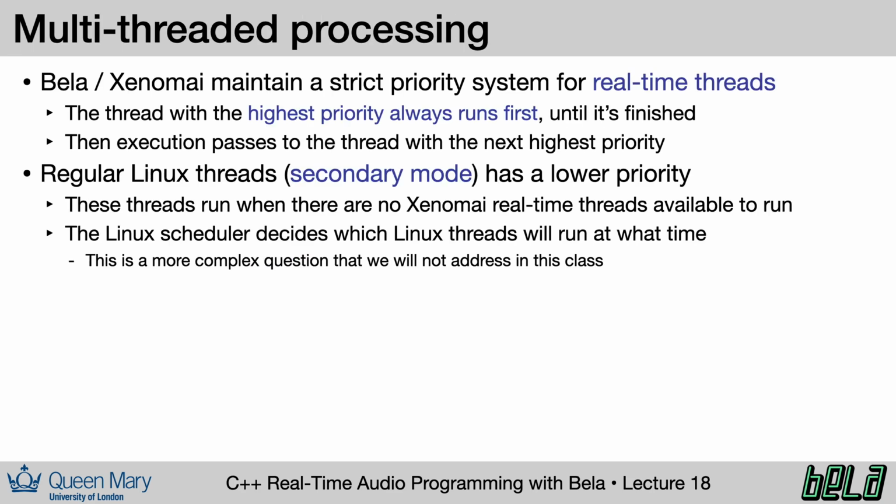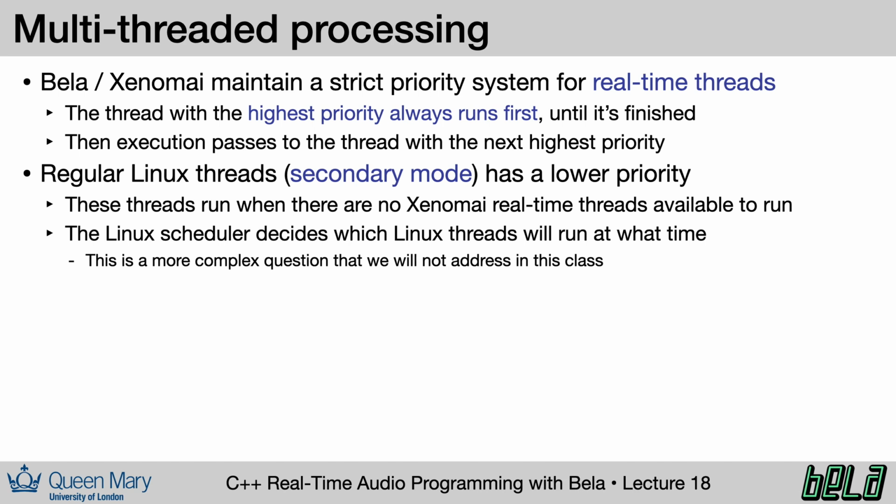As for how to implement the threads, we're going to build on an API that Bela provides, which is in turn based on the Xenomai real-time Linux kernel that we run. Xenomai provides a real-time threading system which works in a fairly straightforward way. Whenever there are multiple threads active, the thread with the highest priority number is always going to run first until that thread is finished. At that point, the next highest priority thread can run, and so forth.